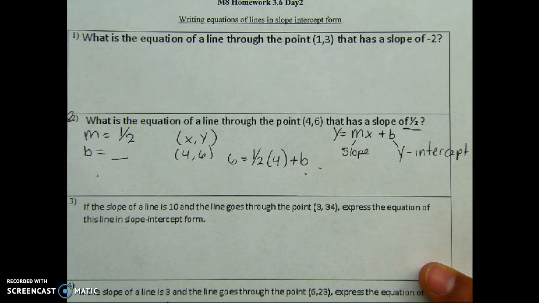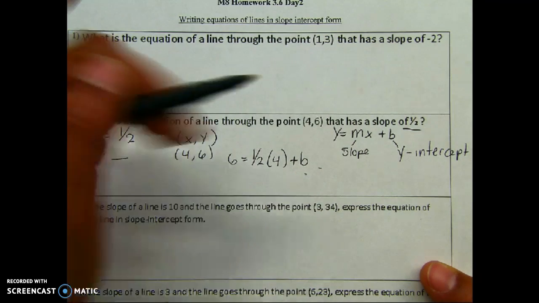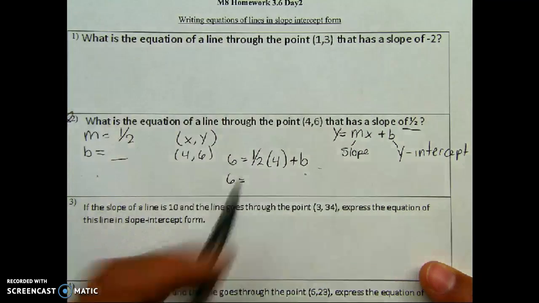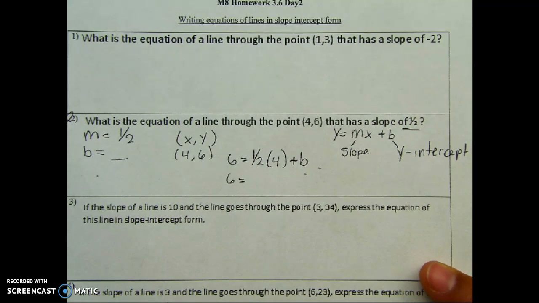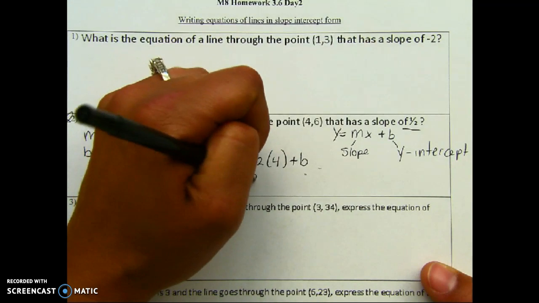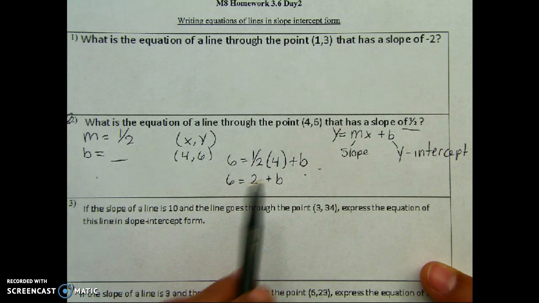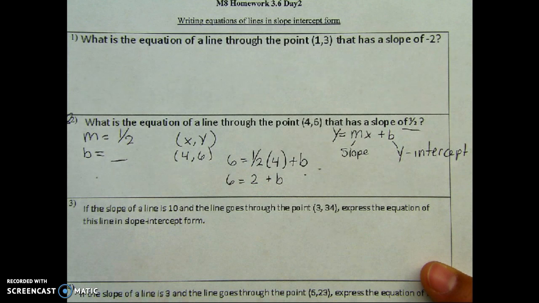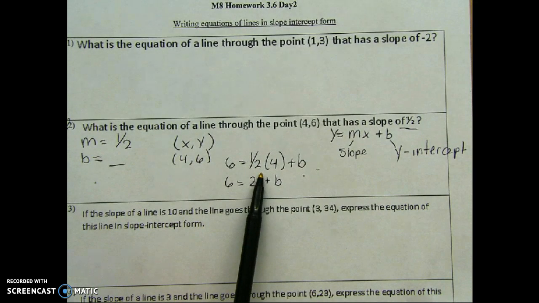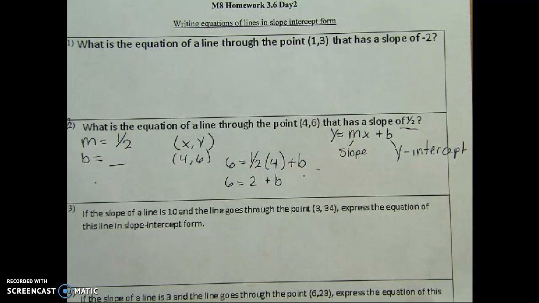The good thing about 1/2 being your fraction is you're just taking half of that number when you multiply, okay? So we're going to do 6 equals 1/2 times 4, basically what's half of 4, which is 2, plus my b. So if we had 1/3, 1/4, or 1/2, you're actually just dividing it by the denominator when you have a fraction. So that should help you.